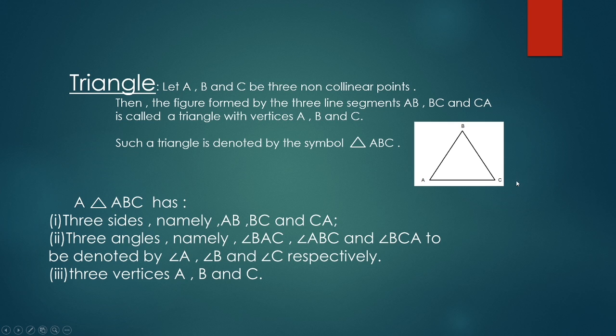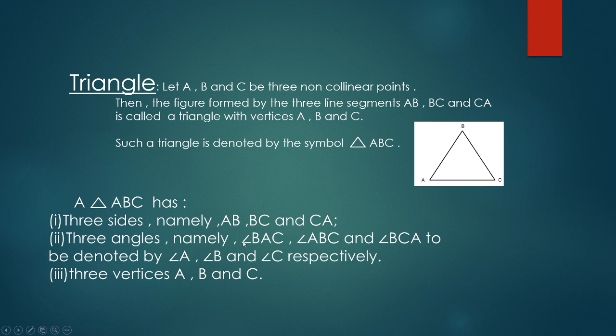Such a triangle is denoted by the symbol. This symbol is used to denote triangle. Triangle ABC. A triangle ABC has three sides. This triangle is having three sides, namely AB, BC and CA. The line segments are called the sides.